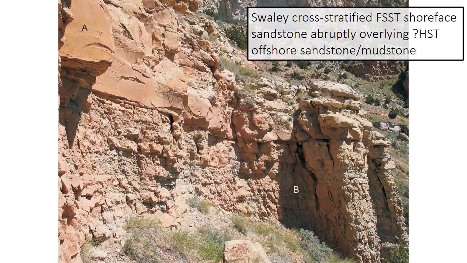So in this example, the offshore facies, or the facies below, likely represent the highstand systems tract prior to base level fall, and the shoreface sandstones are likely part of the falling stage systems tract. So in general, you can assume that the regressive surface of marine erosion is overlain by falling stage or FSST sediments, although that's not entirely true everywhere.